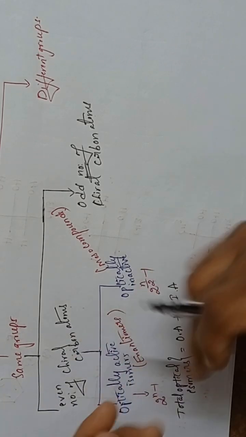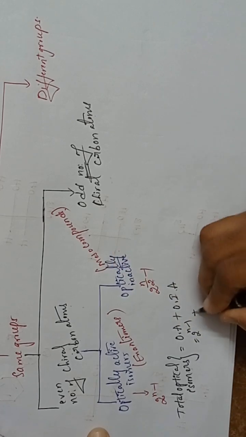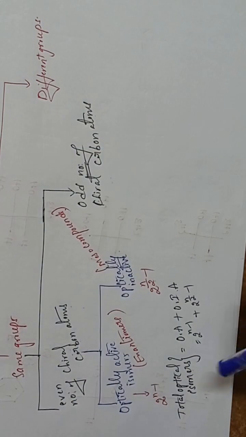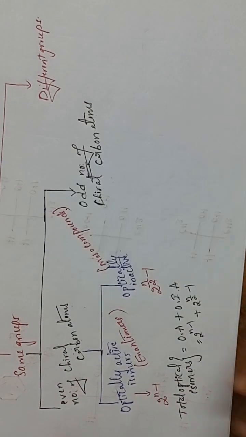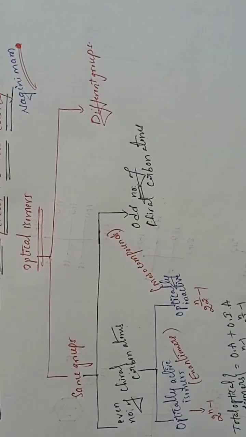2 power n minus 1. Optically inactive, 2 power n by 2 minus 1. This is the formula to calculate total optical isomers, students. Understanding? Total optical isomers. This is the total optical isomers formula, students.